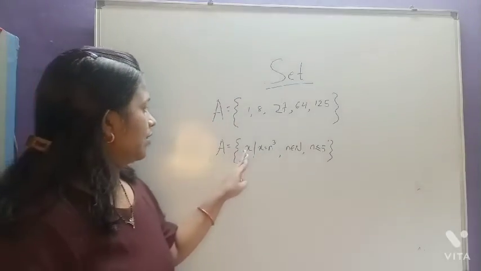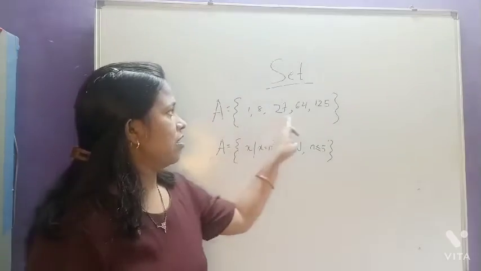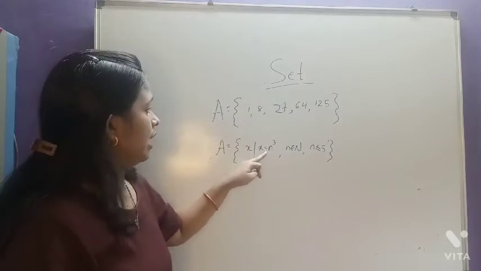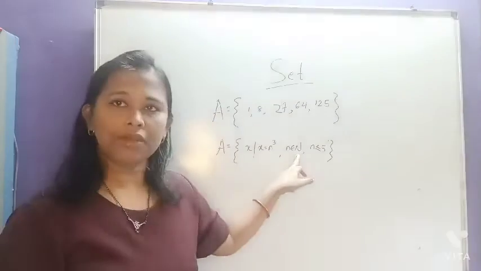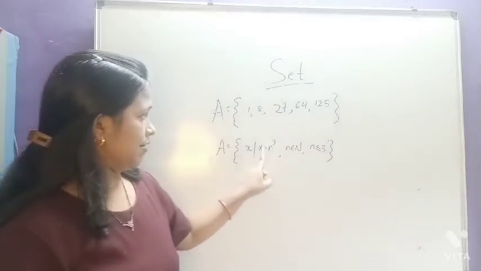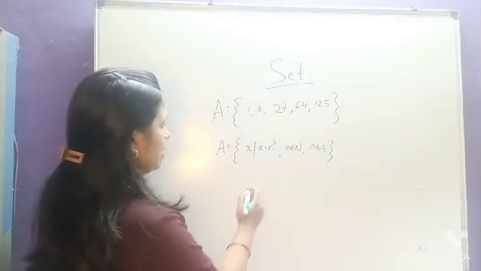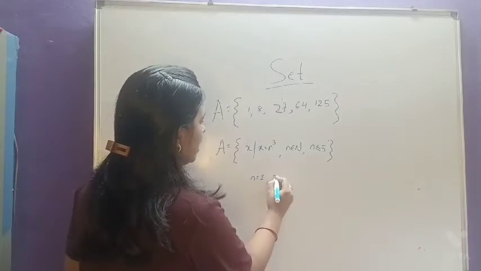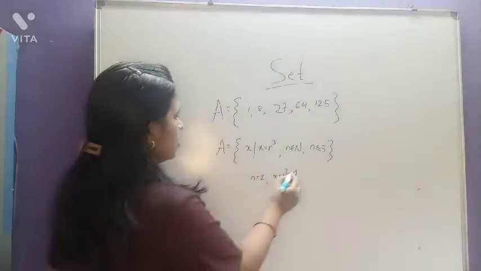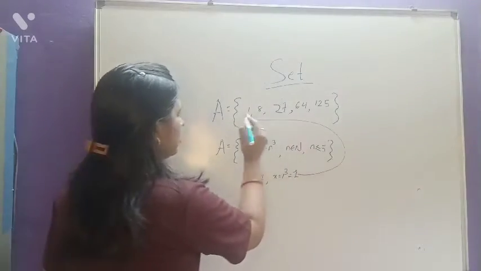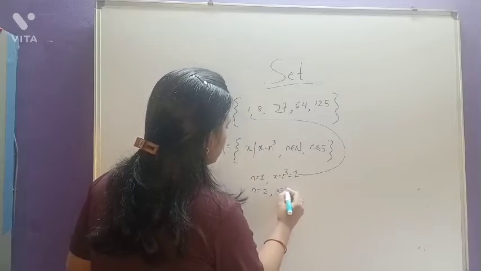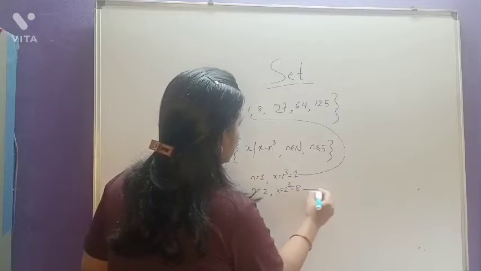Okay. So x such that, as x represents the elements of this set, x is equal to n cube. N belongs to the set of natural numbers and n less than or equal to 5. So I can take n is equal to 1. When n is equal to 1, you will get x is equal to 1 cube, that is 1. Yes, it's already there in this set. When n is equal to 2, x is equal to 2 cube, that is 8.